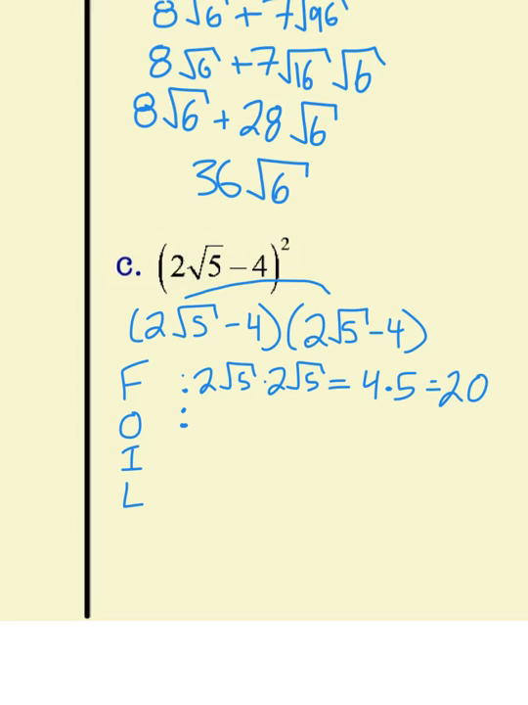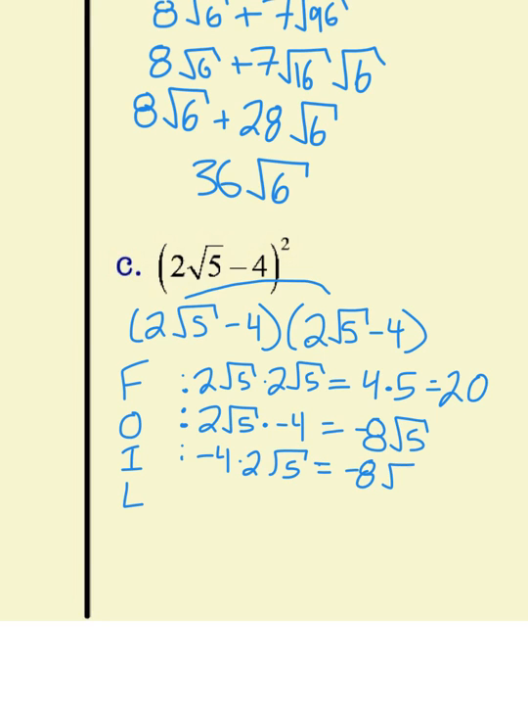All right, my outside terms are 2 square root of 5 times -4, which is going to be -8 square root of 5. And my inside terms are -4 times 2 square root of 5, which is going to be -8 square root of 5. And my last terms are -4 times -4, which is positive 16.